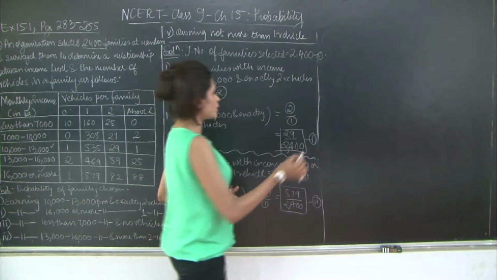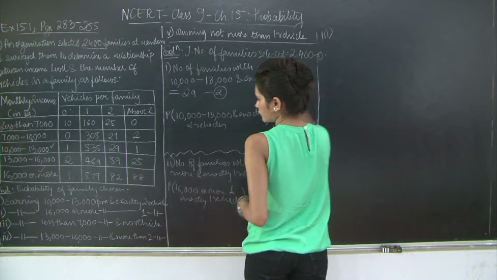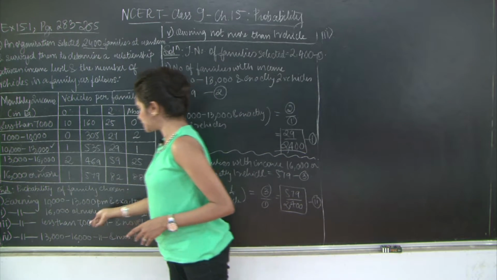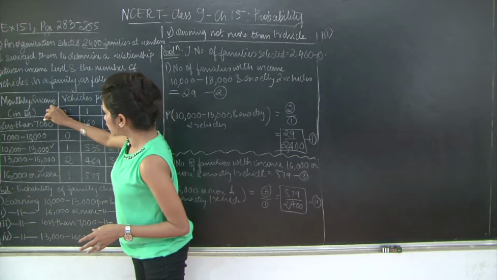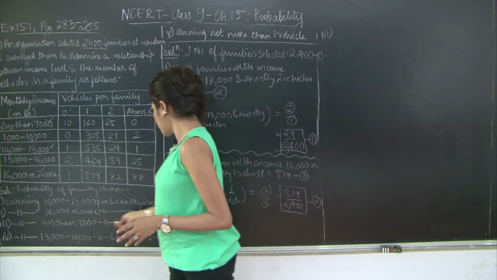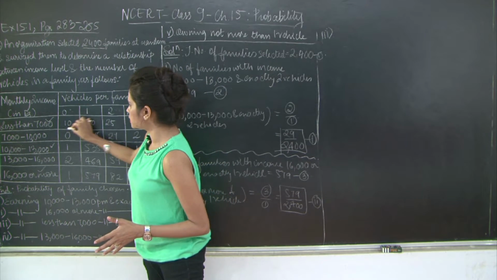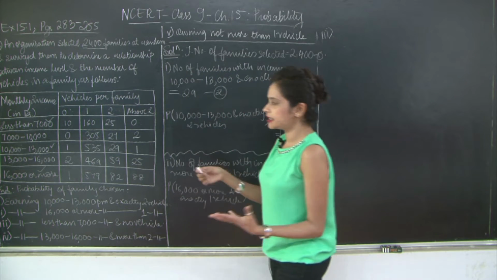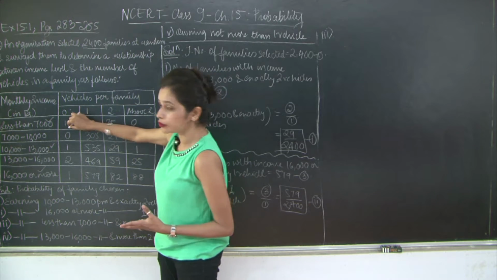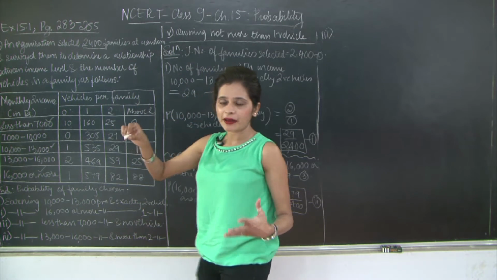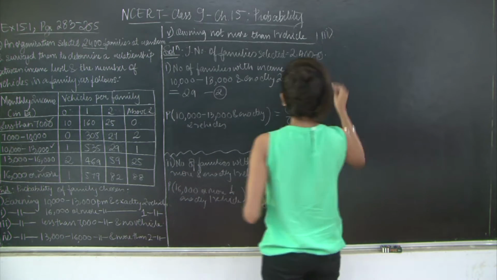Let's proceed to the third sub question. Now again, earning less than 7,000. So for less than 7,000, we are going to take a look at this row and no vehicle. No vehicle means 0 vehicles. That means it is this number. So what is the probability? Again, it would be the number of families falling under this category, less than 7,000 and no vehicle, which is 10, upon the total number of families selected, which is 2400. So our answer would be 10 divided by 2400.